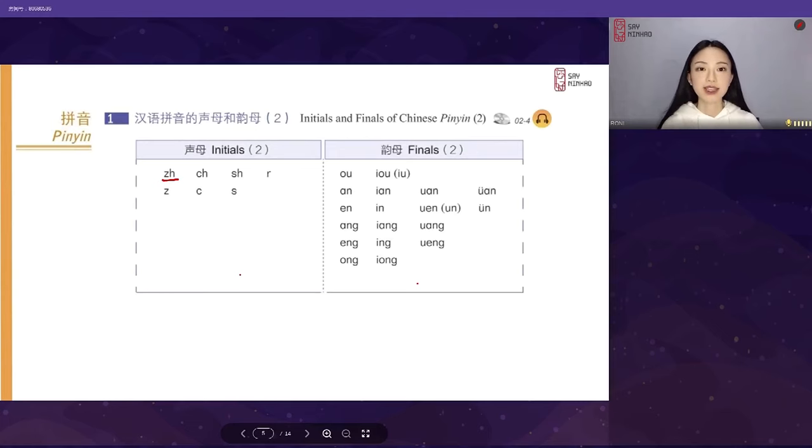So, 知, and the air must be soft. Next one, 吃. Read after me, please. The shape of our lip and the position of your tongue is the same as 知. The only difference is the air. For 知, we use soft air. But for 吃, we use stronger air. To test it, try to put your hand, a tissue or a paper in front of your mouth. For 知, you can only feel really slight and soft air bursting to your hand. But for 吃, much stronger air to your palm.